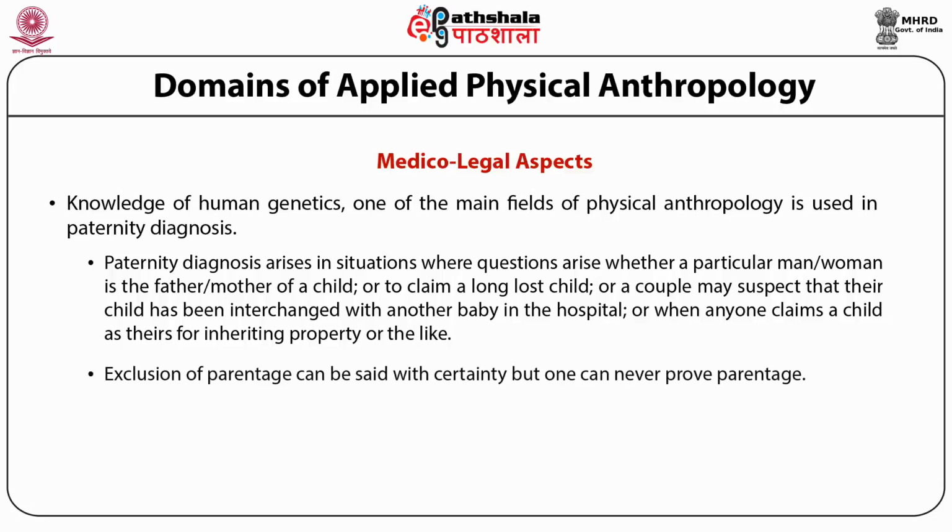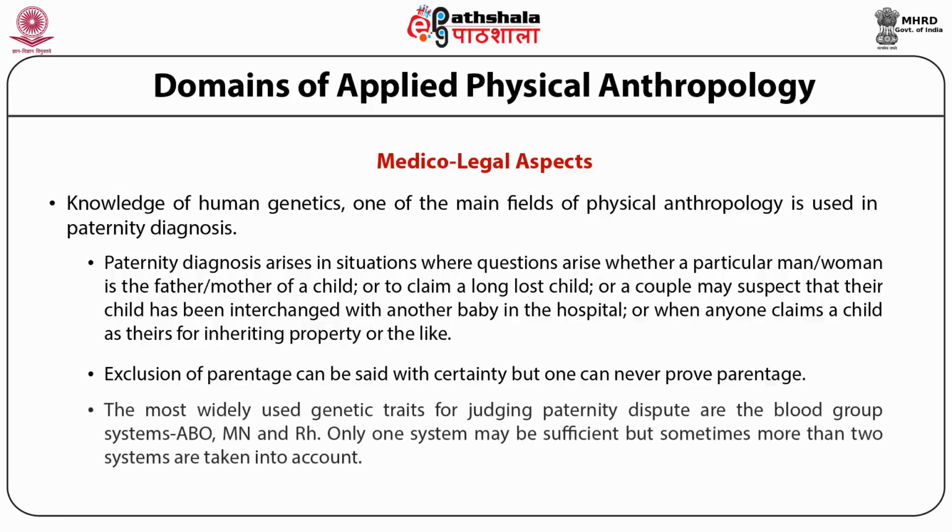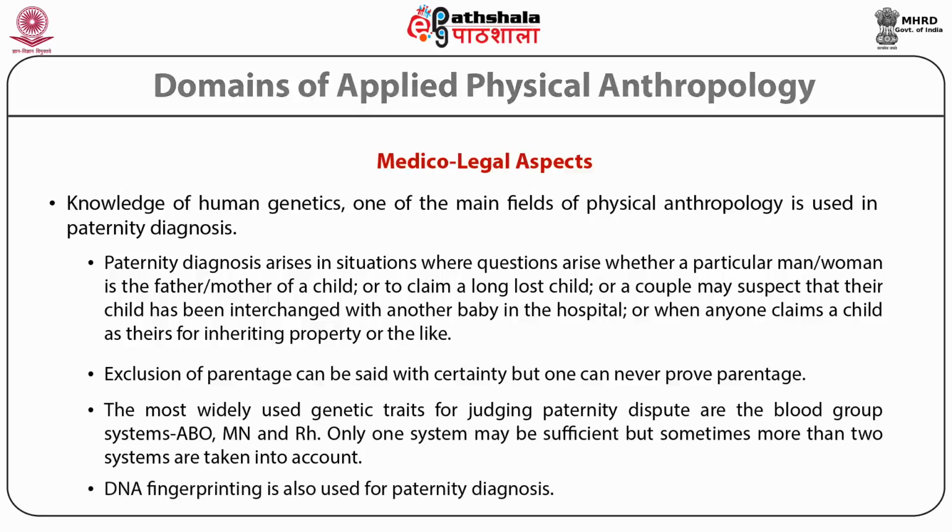Exclusion of parentage can be said with certainty, but one can never prove parentage. Genetic evidence can say that a person could be the parent of that particular child. The most widely used genetic traits for judging paternity disputes are the blood group systems, that is ABO, MN and RH. Only one system may be sufficient, but sometimes more than two systems are taken into account. DNA fingerprinting is also used for paternity diagnosis.